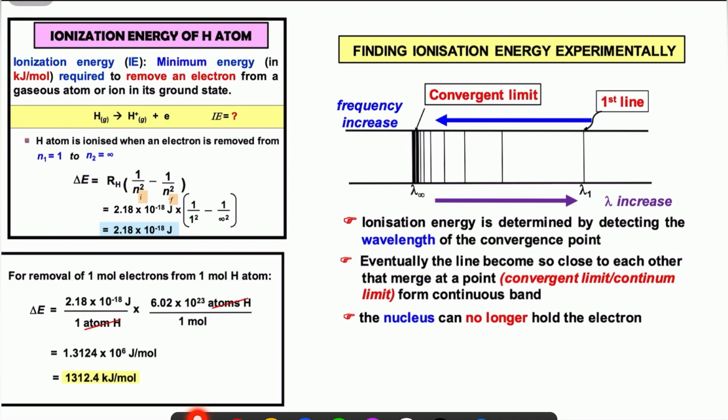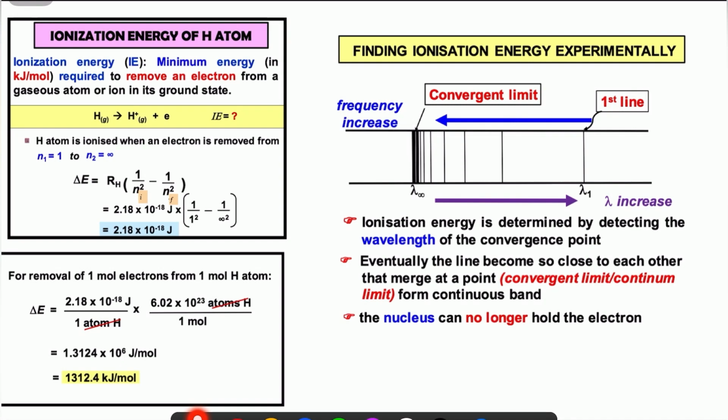To remove 1 mole of electrons from 1 mole of hydrogen atoms, take this value for 1 hydrogen atom times the Avogadro number of hydrogen atoms per 1 mole. Then the atoms cancel, and you get the unit in joule per mole. For the ionization energy, the final answer must be in kilojoule per mole. So you convert to kilojoule and you get 1312.4 kilojoule per mole. This is how you calculate the ionization energy for the hydrogen atom.